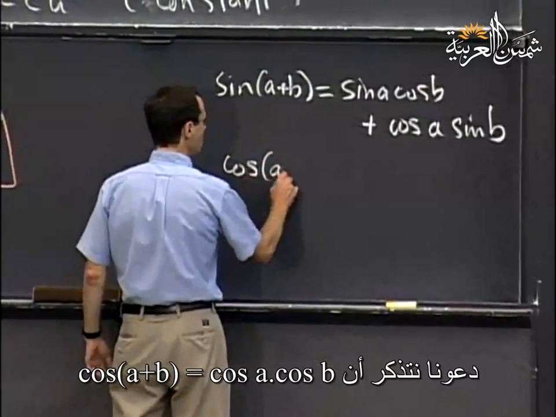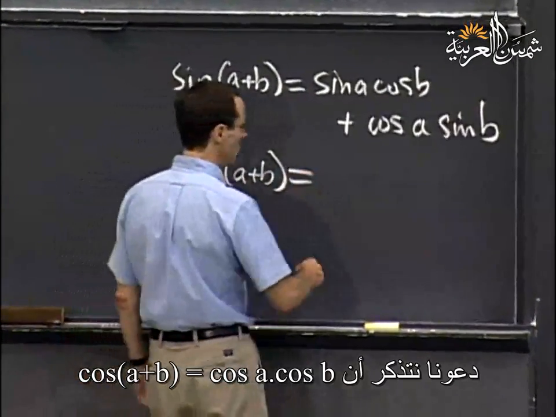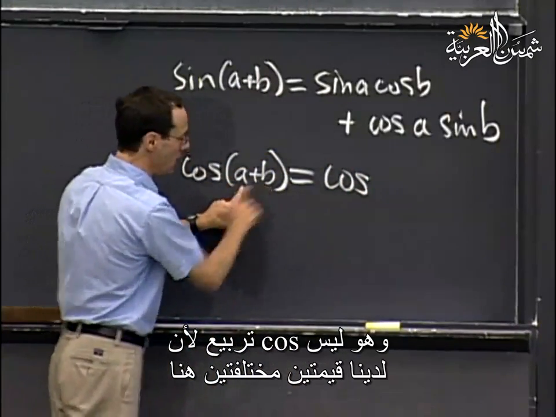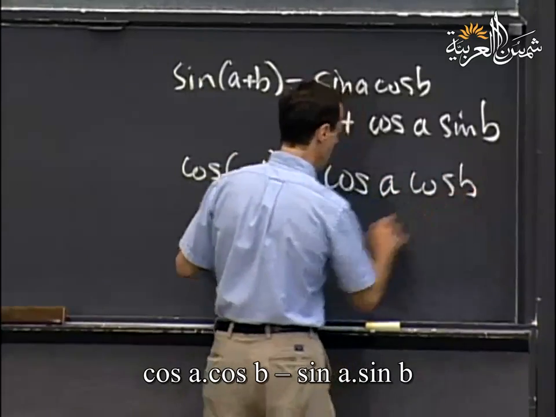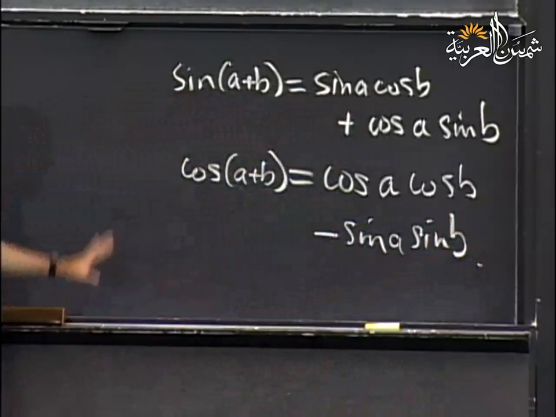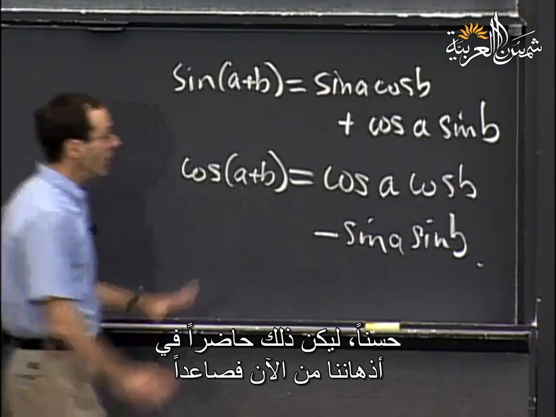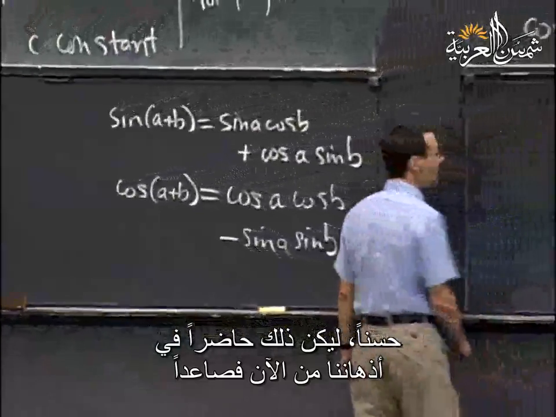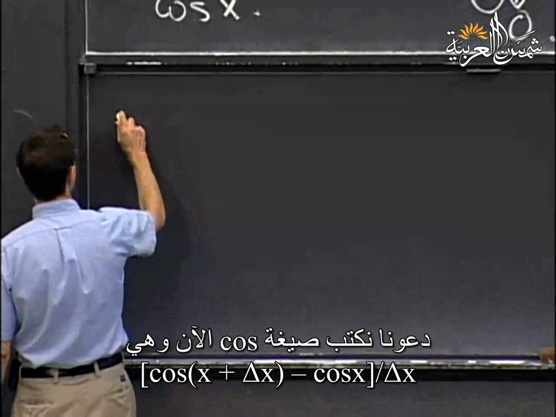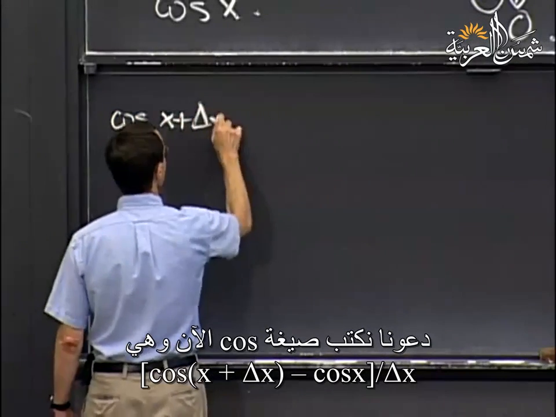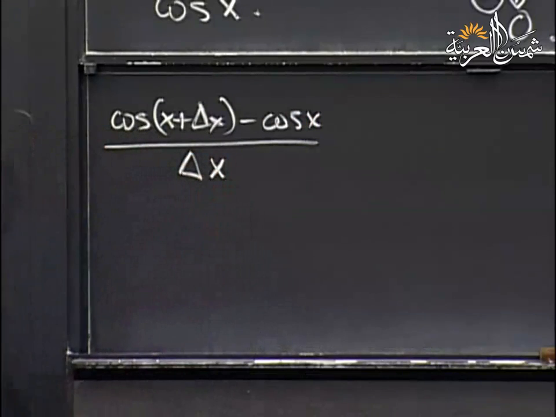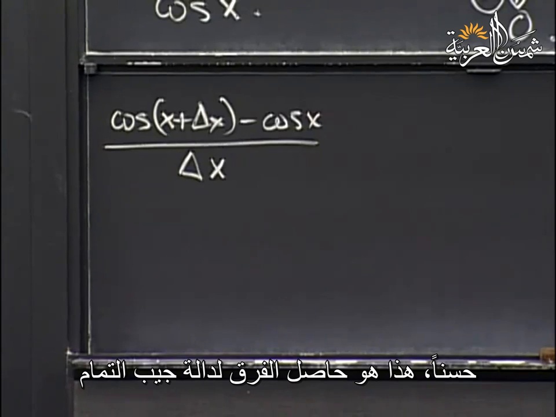But now you have to remember that cosine of A plus B is equal to cosine cosine. No, it's not cosine squared, because there are two different quantities here. It's cosine A cosine B minus, here's the minus sign, sine A sine B. All right. So you'll have to be willing to call those forth at will right now. So, okay, let's do the cosine now. So that's cosine of x plus delta x minus cosine x, divided by delta x. Okay, there's the difference quotient for the cosine function.